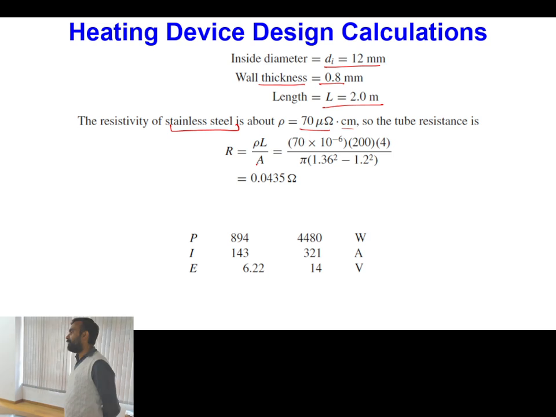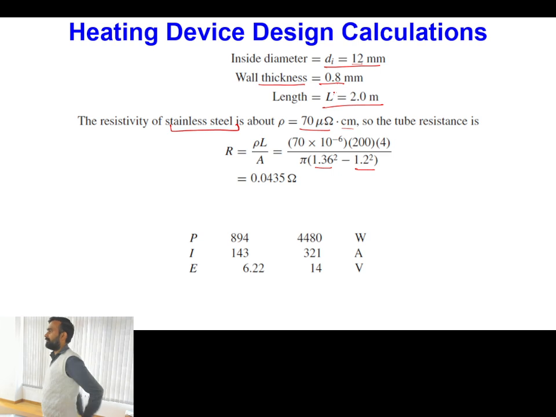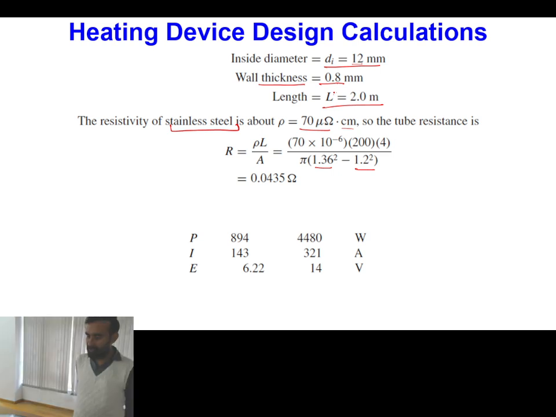Cross-sectional area of wire will be outer diameter minus inner diameter square. That will be the area of wire. So area of wire will be pi into 1.36 square minus 1.2 square, where 1.36 is actually coming from 12 mm. If 2 times we are adding 0.8, half of the thickness from one side, half of thickness from other side, then it becomes the diameter. Okay, so this is my resistance of the wire.